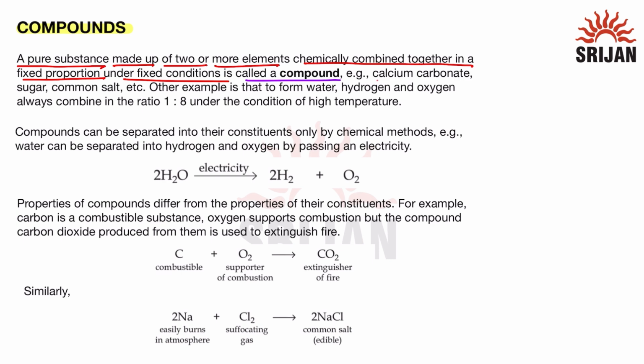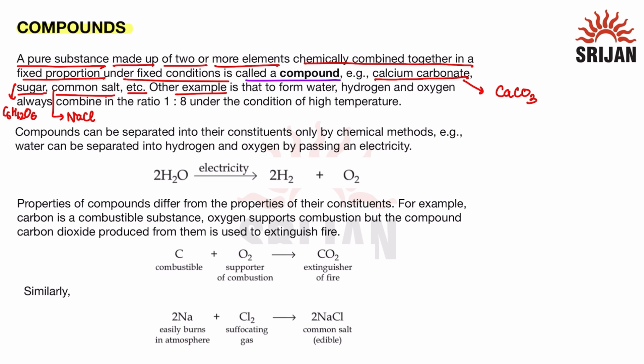For example, we have calcium carbonate, sugar, common salt, etc. Calcium carbonate is represented as CaCO3. So these atoms are joined chemically in fixed proportion and under fixed conditions. Sugar is represented as C6H12O6, which is also known as glucose, and common salt is represented as NaCl. So these are the types of compounds which occur.